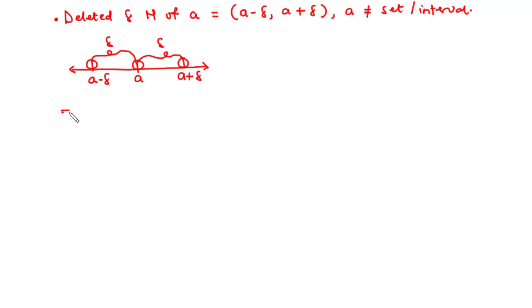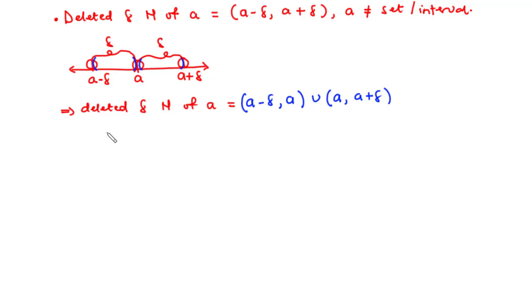So the actual interval given by the deleted delta neighborhood of A is the open interval between A minus delta and A, union between A and A plus delta. So this is the open interval given by the deleted delta neighborhood of A. Now notice that since A is deleted from the set, A is not part of the interval. A is not part of the set or the interval.